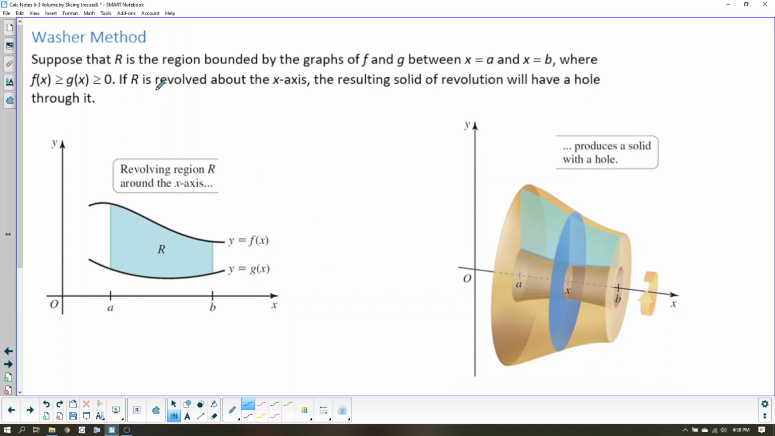Okay, so let's generalize this. The next thing we want to look at is called the washer method. In this type of problem, the region that we want to rotate maybe doesn't go all the way to the x-axis. Maybe it's bounded between two curves. If we were to rotate a region like this around the x-axis, we would end up with a hole, a hollow portion in the center. So the cross-section you would get would look like a washer instead of a disc because it has a missing hole in the center.